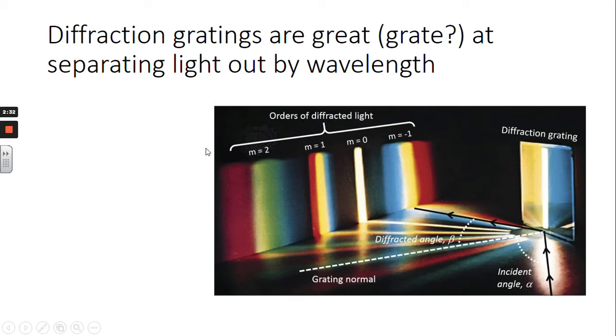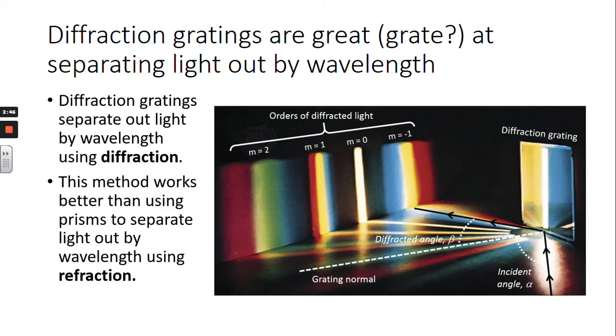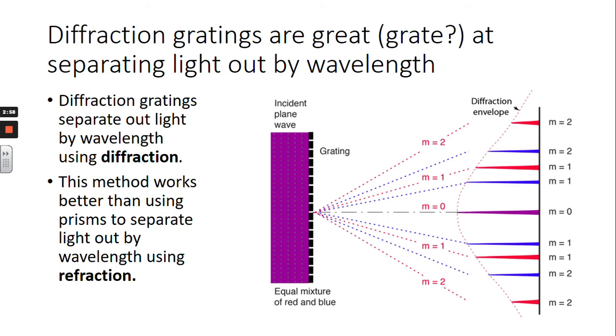So diffraction gratings are a great way to separate light out by wavelength. They do so using diffraction. We saw prisms did that using refraction earlier, but this uses a different wave property, diffraction. That works better than prisms, it turns out. So getting light to separate out by bending, refraction, isn't as good as curving around a barrier and diffracting.